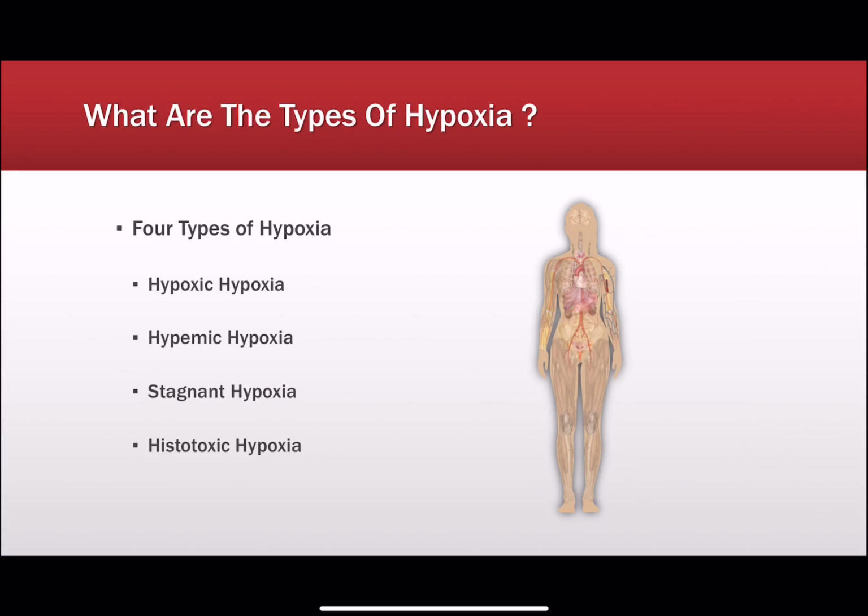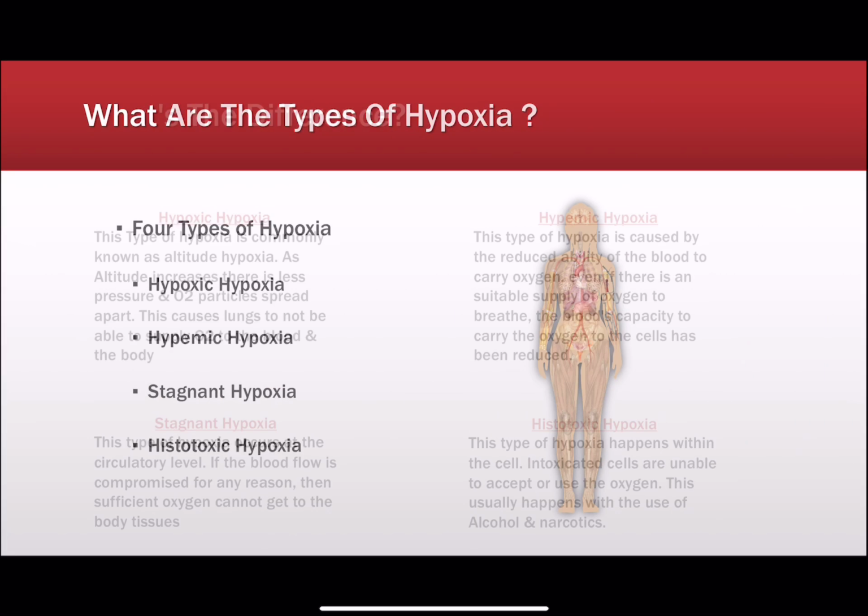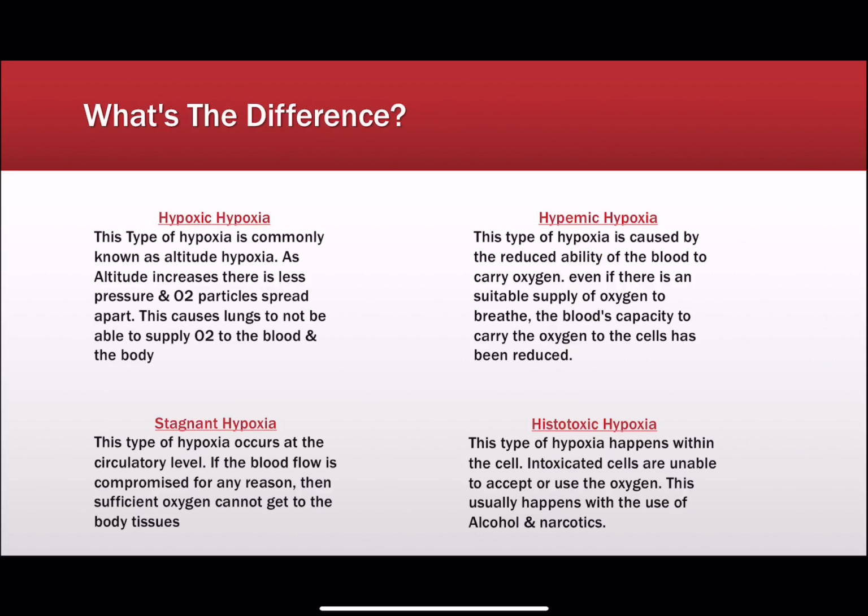So, what are the types of hypoxia? There's actually four types of hypoxia. There's hypoxic hypoxia, hypemic hypoxia, stagnant hypoxia, and histotoxic hypoxia. These four types of hypoxia affect pilots while flying and could be dangerous if they are not identified.